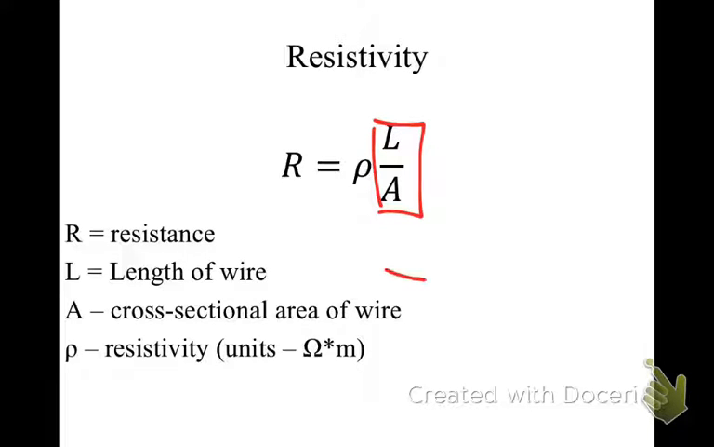And then this Greek letter rho, R-H-O, rho, is called the resistivity. It's the material that the thing is made of. If it's made out of a certain material, it will be more or less resistive. The combination of these three things gives us the resistance of the wire.